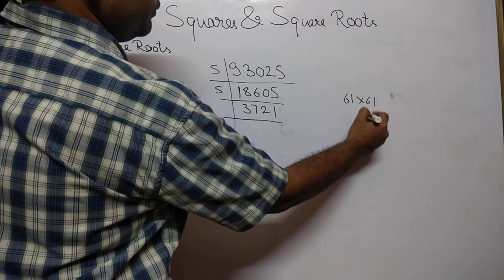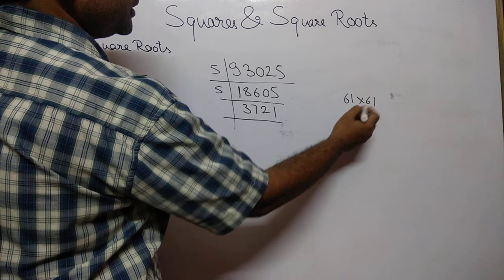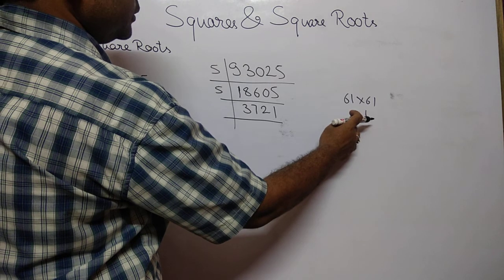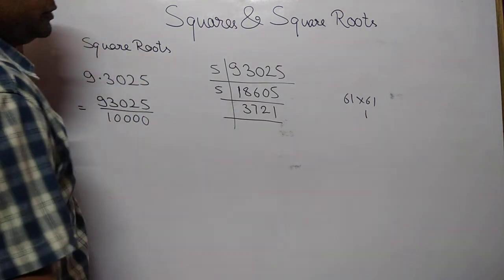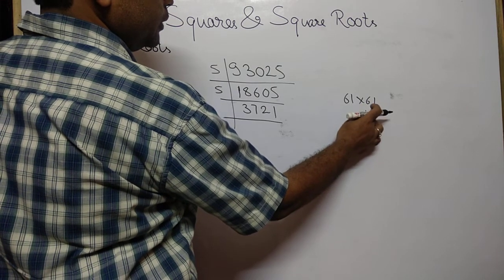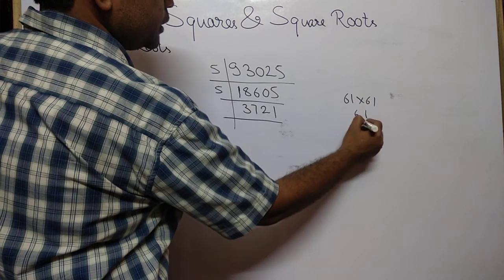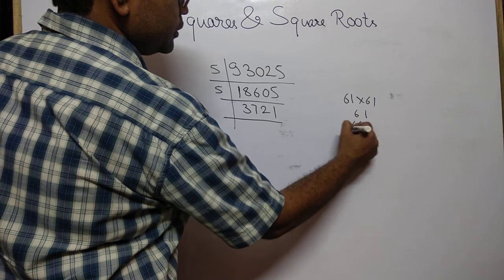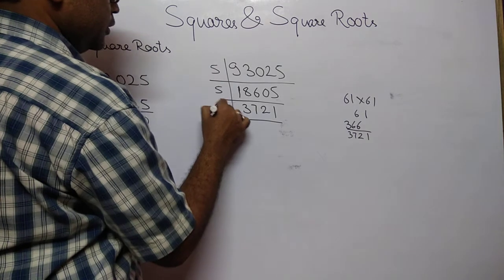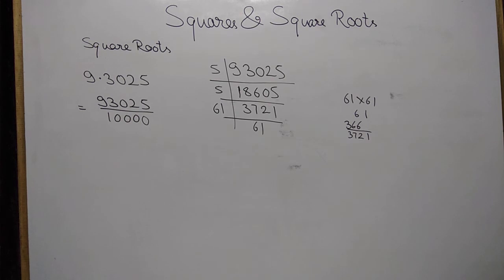Whenever 61 multiplied by 61, just check. Or you can multiply with this easier method. 1 1 is 1, 1 6 is 6, 6 1 is 6, 6 6 is 36. So see, 3721. So it's 61 into 61. This is one of the prime factors of this one.